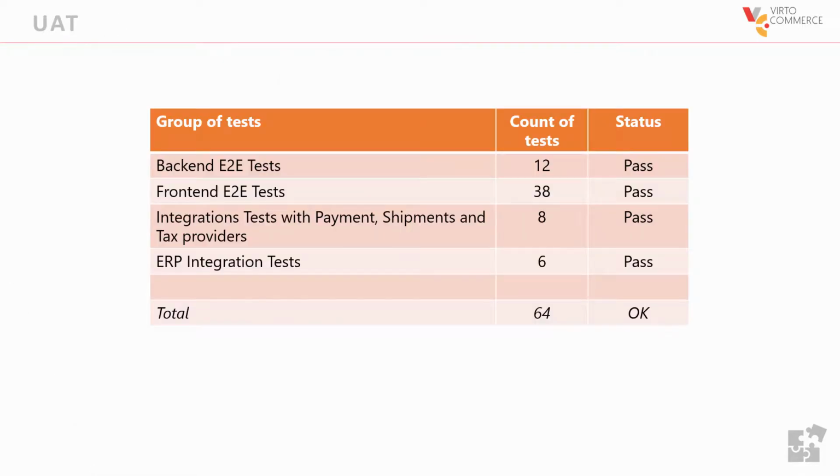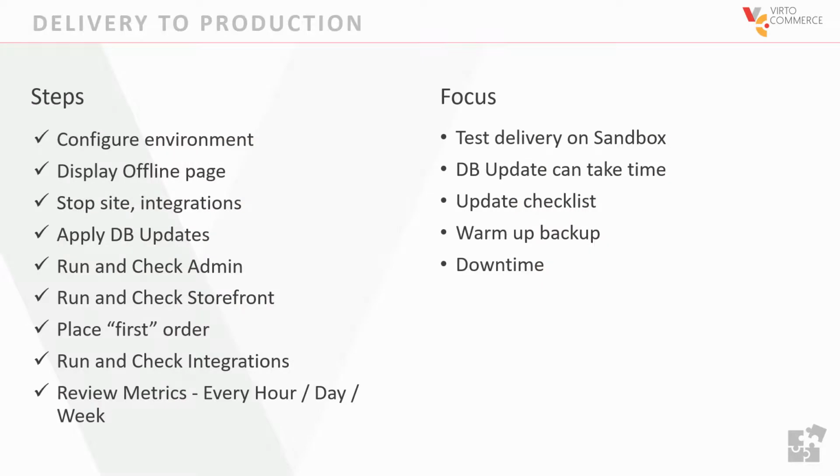Here is just a final quality report. Everything looks good. We did the update and ran the solution on development, QA and acceptance environments successfully. Then we were ready to deliver version 3 to production. Here is the list of the steps which we did. You can use it as a checklist for your own e-commerce solutions.